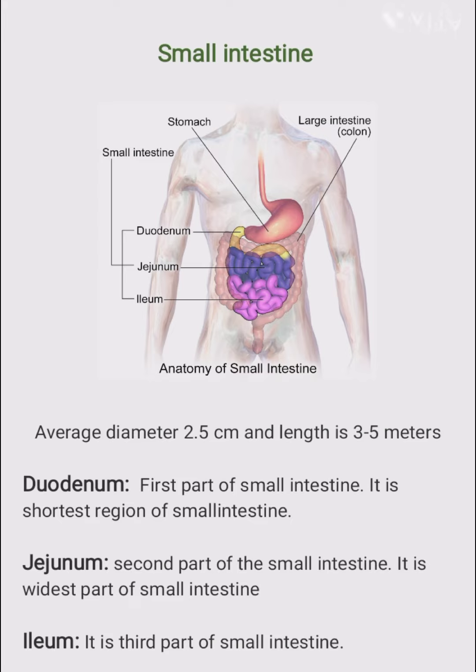Next, small intestine. The average length of small intestine is 3 to 5 meters and diameter is 2.5 centimeters. Small intestine has three parts. They are first duodenum, second part jejunum and third part ileum. Duodenum, first part of small intestine, is the shortest region of small intestine. And second part is jejunum, it is the widest part of small intestine. Ileum is the third part of small intestine.